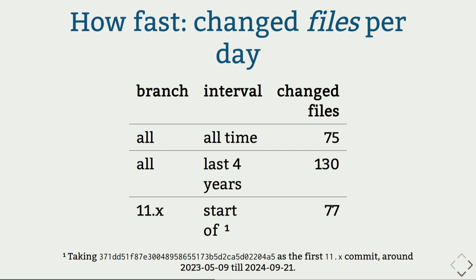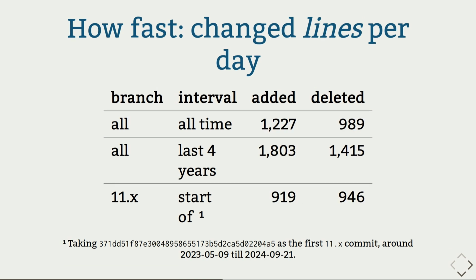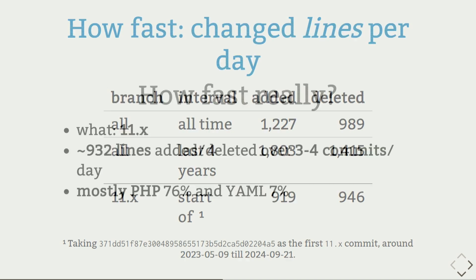So another thing to look at is how many changes are coming in those commits. Changed files. Let's stay with the last version, which is 11. On 11, since its start, we have around, in average, 77 changed files per day in these 3 or 4 commits. But we also can look at the changed lines per day. And that is around 900 lines changed or added per day in those 3 or 4 commits.